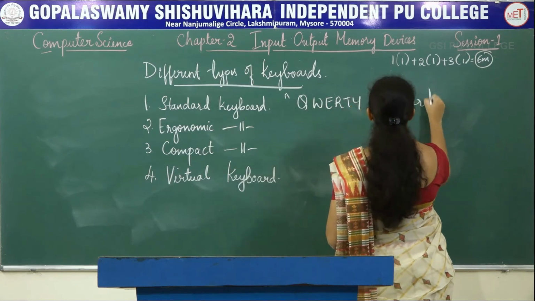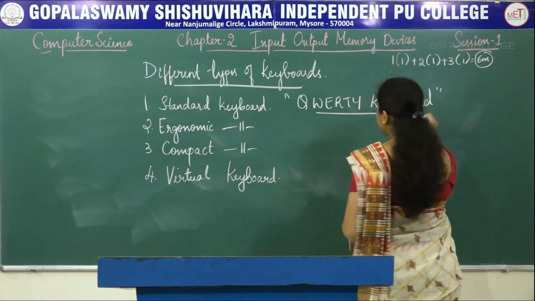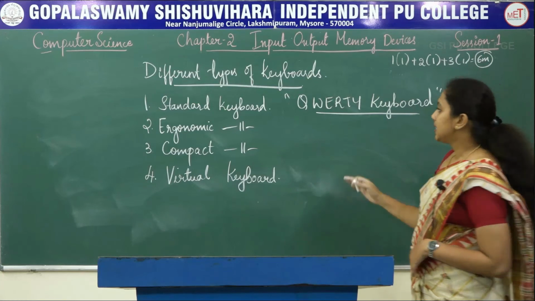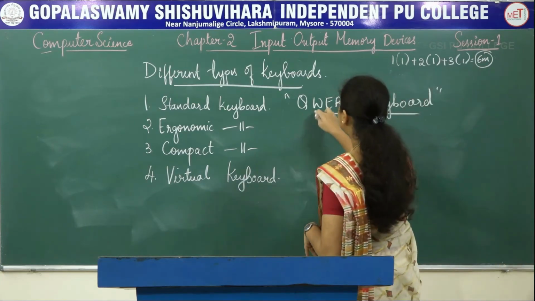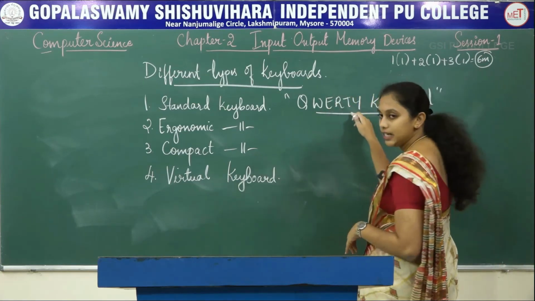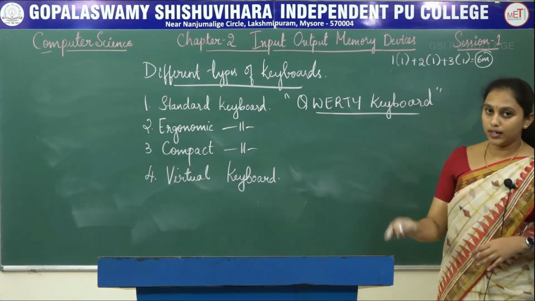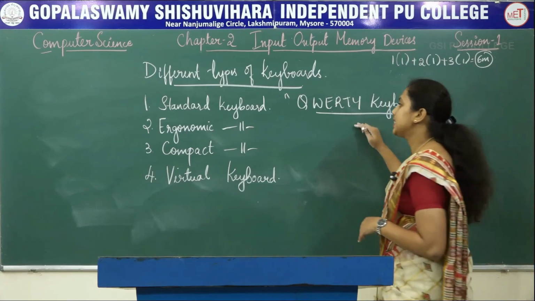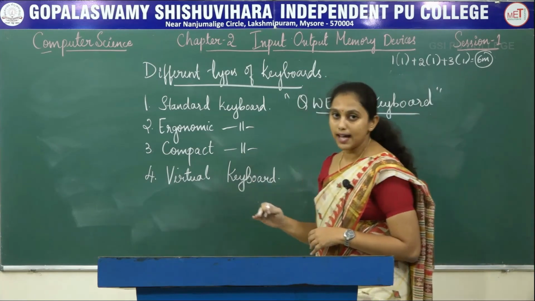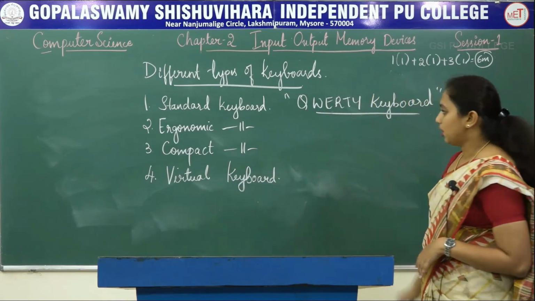Why it is called as QWERTY keyboard is because it has these 6 letters, that is Q, W, E, R, T, Y in the first row itself. Hence these standard keyboards are also called as QWERTY keyboard.